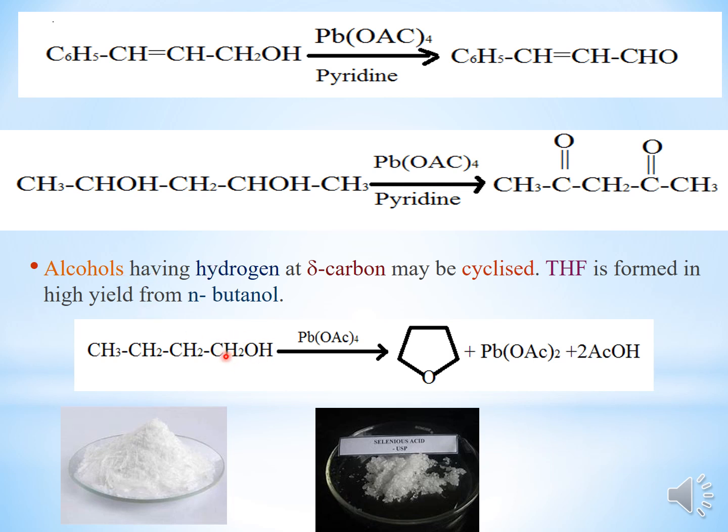Then moving on to the next point, alcohols having a hydrogen atom on the delta carbon atom. The carbons are alpha, beta, gamma and delta. If the alcohol group is present at this position, it may cyclize to form tetrahydrofuran. Here the starting material is n-butanol, and you end up with tetrahydrofuran, that is THF, with the cleavage of PbOAc twice, that is lead diacetate and 2 acetic acid molecules.